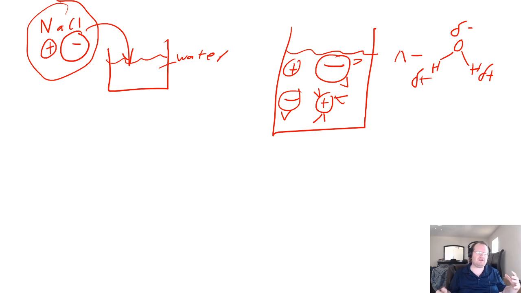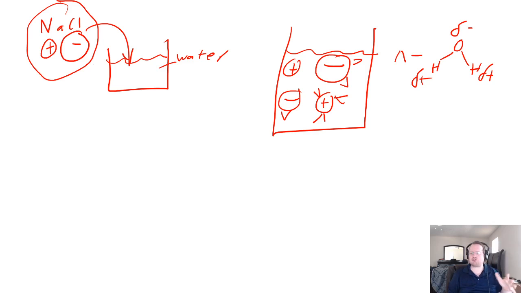So these water molecules come and surround your particles that were originally a solid that got dropped in the water. So we end up with all these little negative charges around the positives and partial positive charges around the negatives. So these get broken up in water.